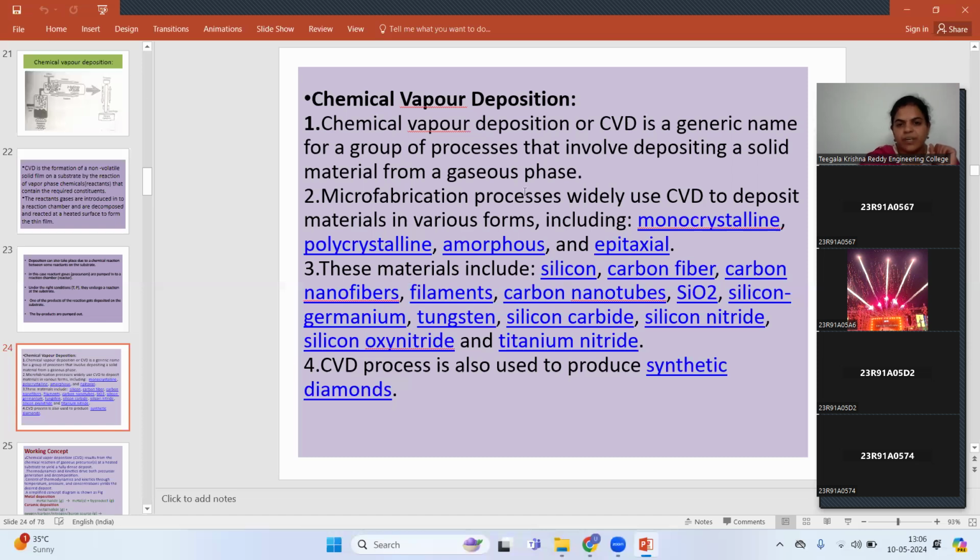Microfabrication processes widely use CVD to deposit materials in various forms, including monocrystalline, polycrystalline, amorphous and epitaxial. The materials included in the CVD method are silicon, carbon fiber, carbon nanofibers, filaments, carbon nanotubes, silicon dioxide, silicon germanium, tungsten, silicon carbide, silicon nitride, silicon oxynitride and titanium nitride. The CVD process is also used to produce synthetic diamonds.